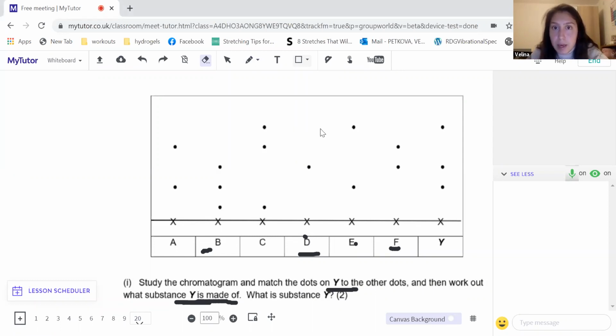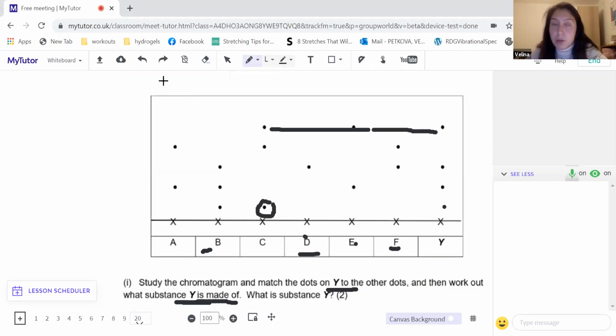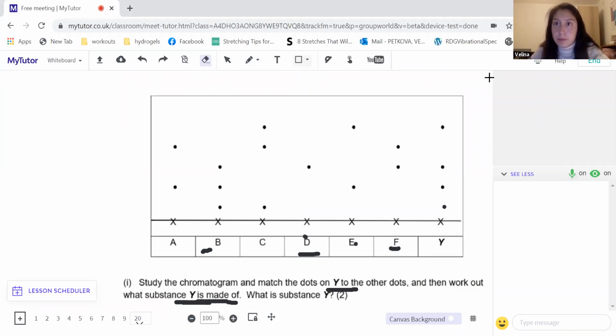So why does C match up? C matches up here at the top. Can you see this top one that matches up? However, this bottom one doesn't match up, so therefore it can't be C. So how does it match to D? Can you see these two dots match up, this one and this one? That's why it matches to D. It matches to D because this dot matches with this bottom dot and this top dot matches with this top dot, okay?